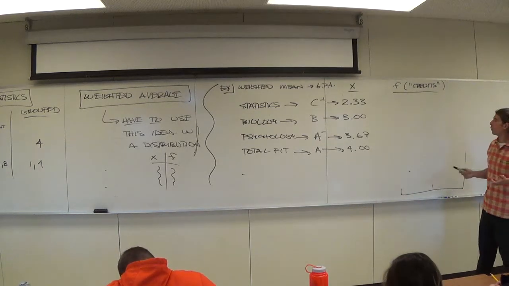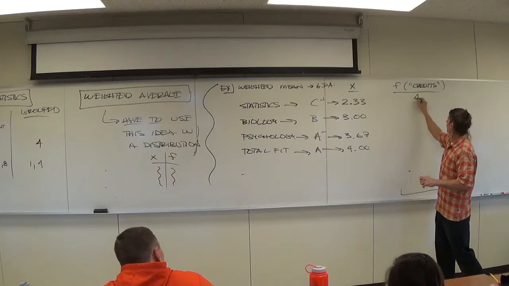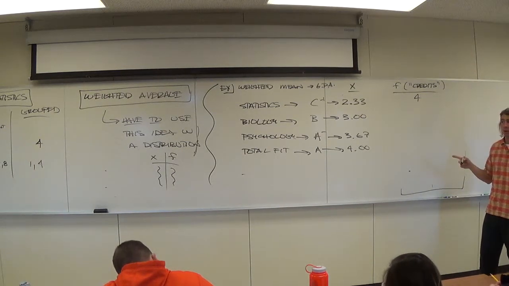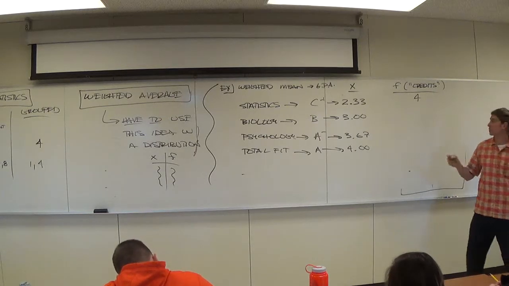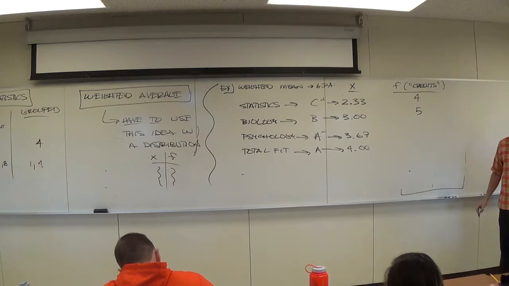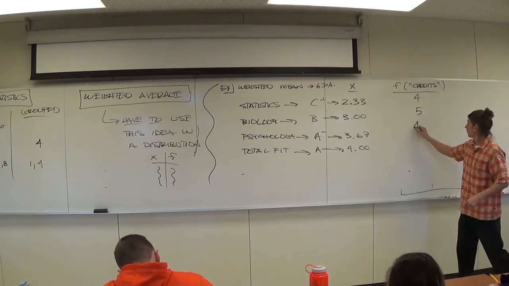Okay, so stats is 4 credits, yeah? Stats, 4 credits. What's bio? 4 or 5? It's 5. It depends. Let's make it a lab bio. It's 5. Yeah. Let's make it a lab bio. Psych? 4. 4? Total fit?